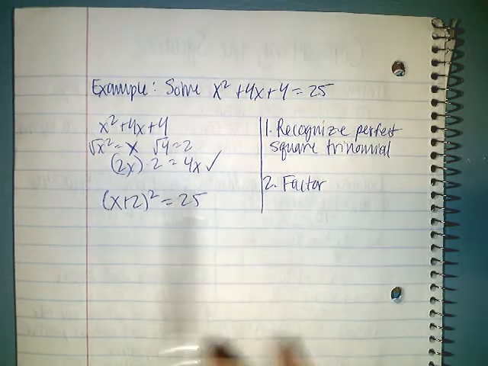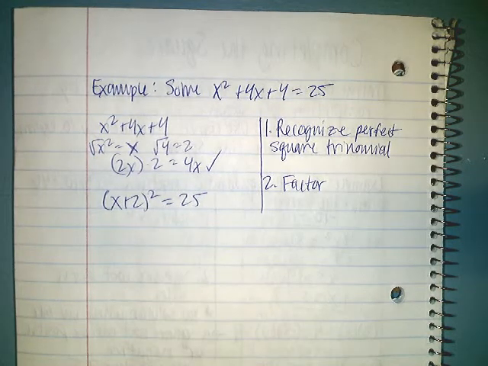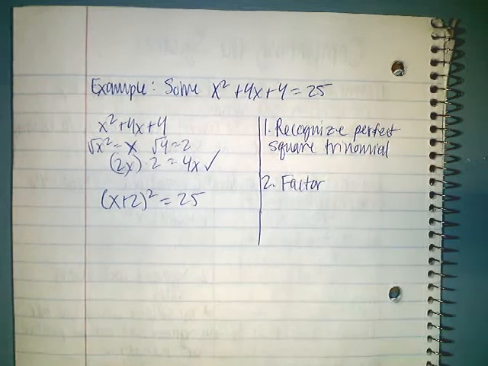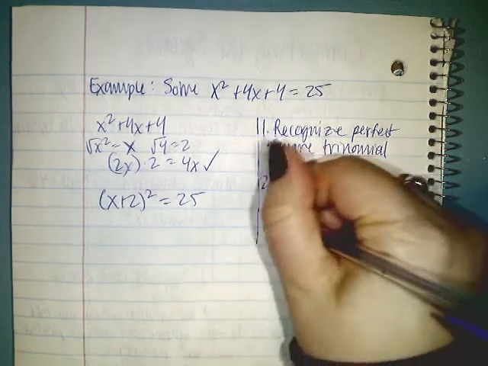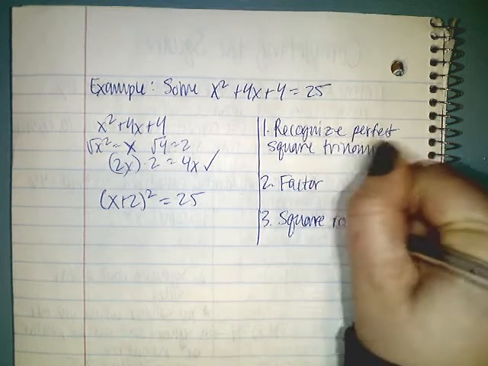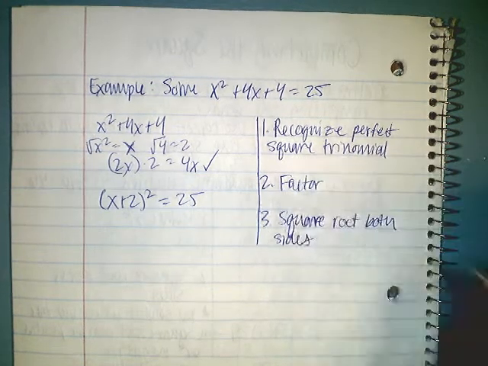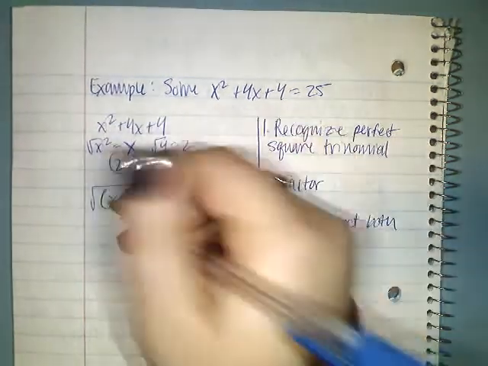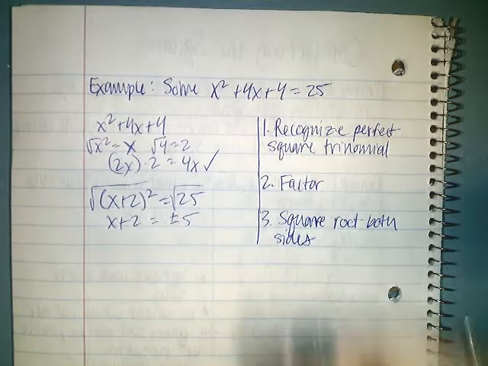Either way, once you get to this step, whatever method you use to get there, then what's going to work here is like what we just did. We're going to solve for x just like a normal algebraic equation. So I'm going to take the square root of both sides, and I get x plus 2 equals plus or minus 5.